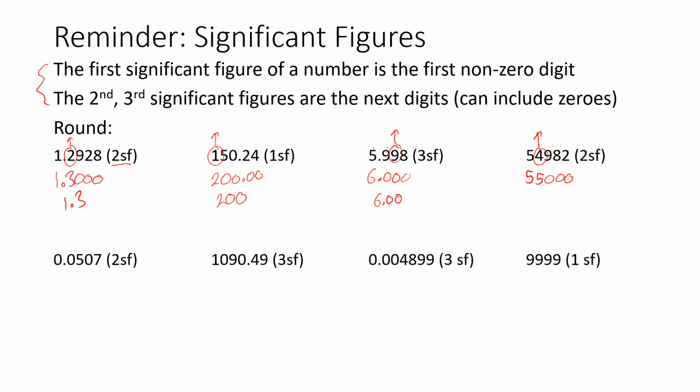Okay, second row. You start counting at the first thing that isn't a 0, so our first significant figure would be the 5. Our second significant figure would be the 0. You can count zeros after you've started. There's got a 7 after it, so we're going to round it up.